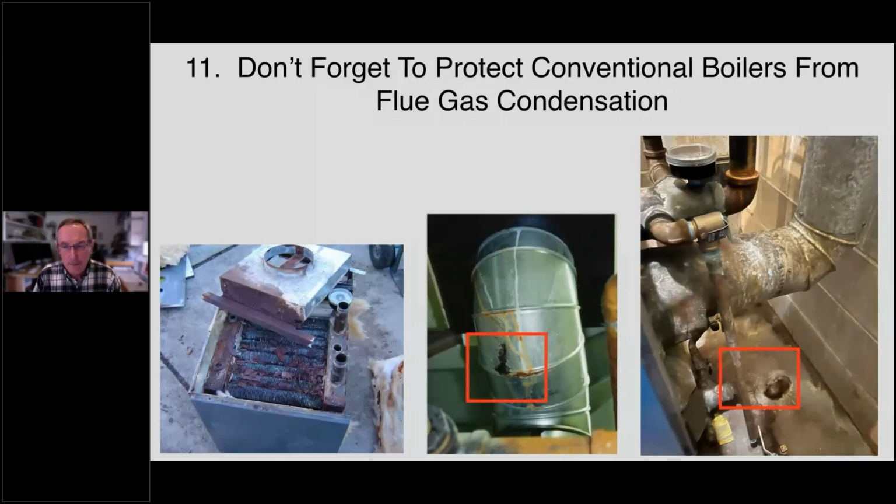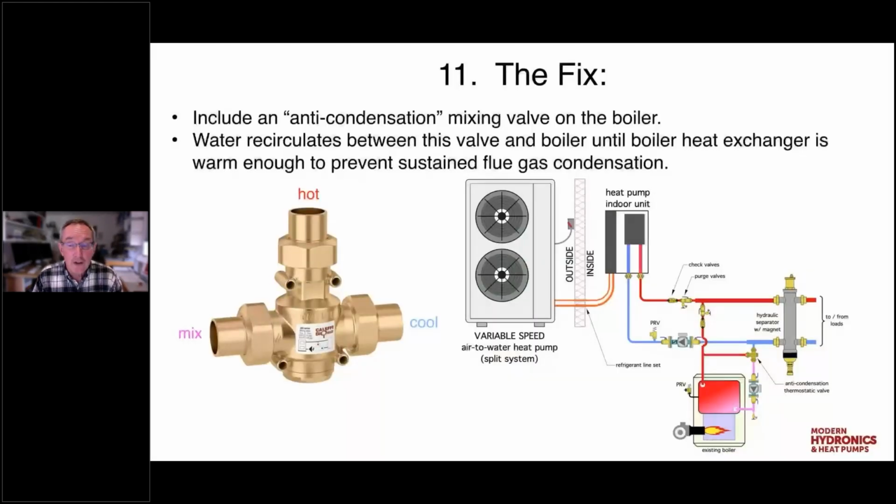A reasonable number, especially for gas-fired boilers, is that you want the return water to be at about 130 minimum. That is warm enough that you won't create sustained flue gas condensation on the boiler's heat exchanger. So again, as you go into an existing system where there's a boiler, remember that with a heat pump, that distribution system is going to operate at lower water temperatures at times. And if the boiler happens to come on under those conditions, we need to protect it against flue gas condensation. And this is one way to do that.